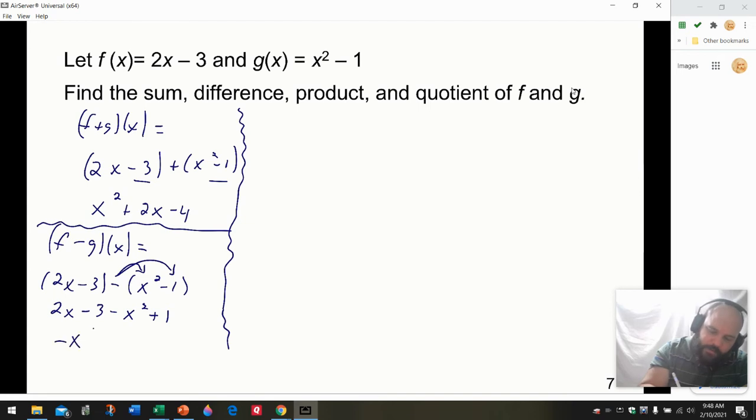So we have negative x squared, and then plus 2x, and then minus 2, because negative 3 plus 1 is negative 2. And there is our difference. So we found the sum, we found the difference. Now we need to find the product, which would be f times g of x.